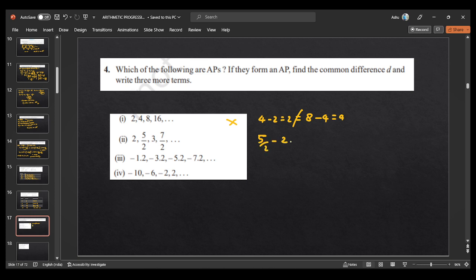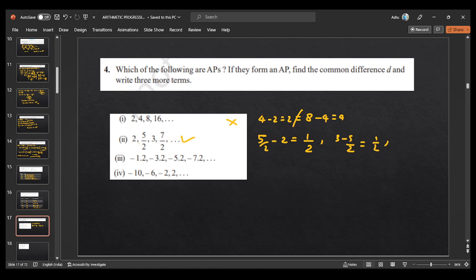In the second, 5 by 2 minus 2: 5 minus 4, 1 by 2. And 3 minus 5 by 2: 6 minus 5, 1 by 2. So the common differences are the same. So it is an AP.